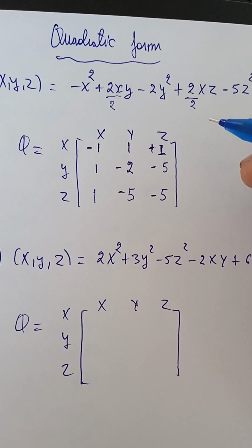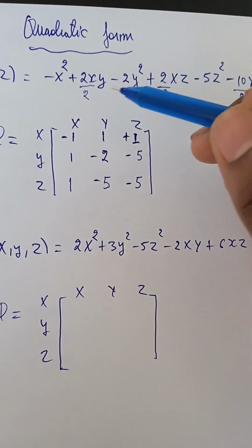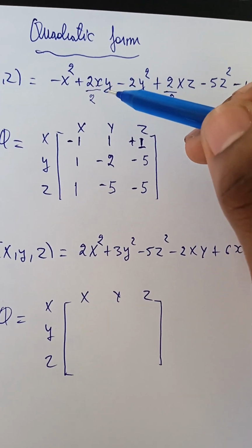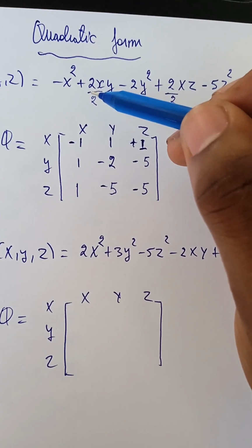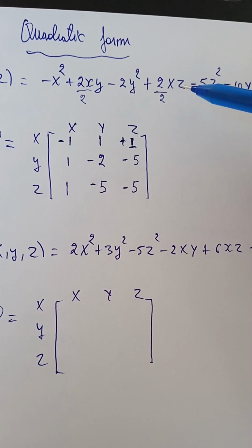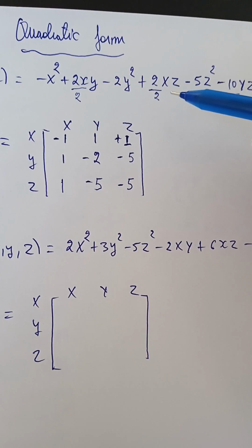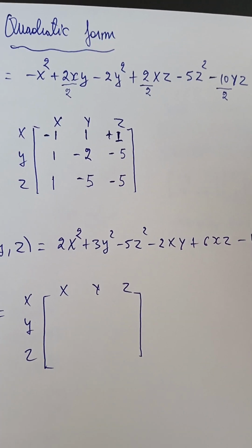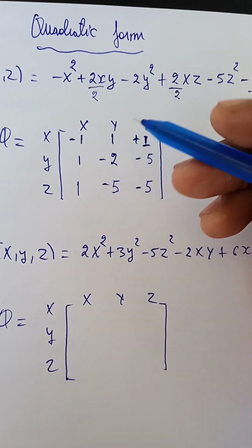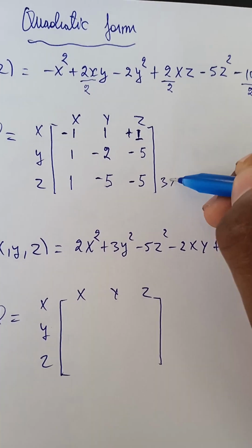I think guys it's very clear. When you find the x and y term, divide the coefficient by 2. And when you find the x and z term, divide by 2. Even for y and z, we did the same thing. And here we get a 3 cross 3 matrix.